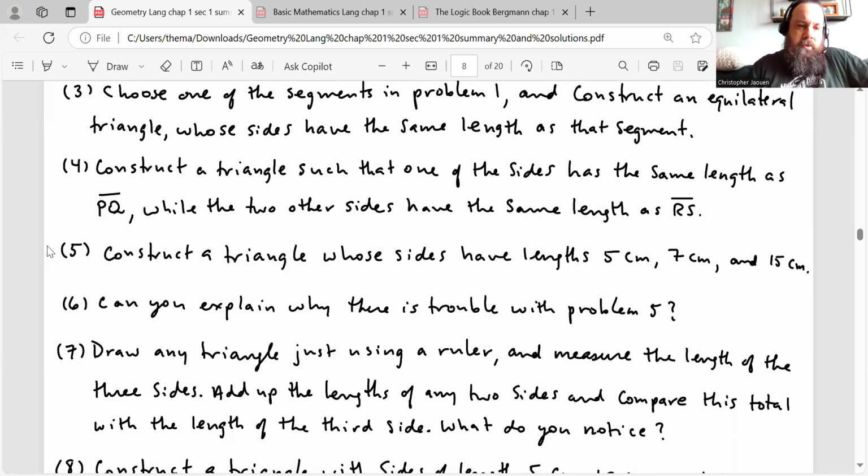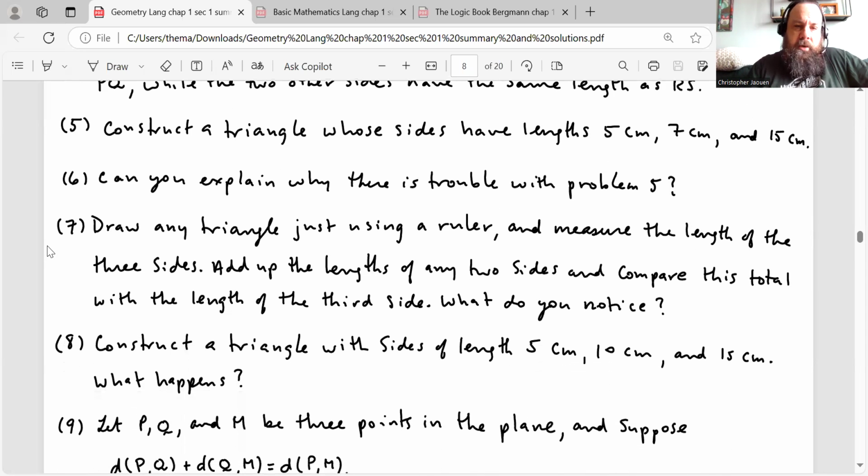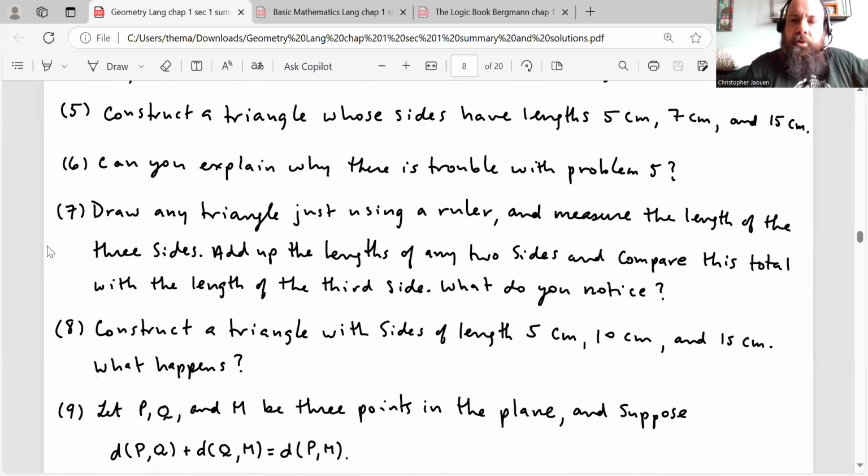All right, question 7, draw any triangle just using a ruler and measure the length of the 3 sides. Add up the lengths of any 2 sides and compare this total with the length of the third side. And what do you notice? Clearly, you should know the answer to this, and it's clear from the problem that we just did. What you need in order to get a triangle is for the sum of the lengths of 2 of the sides to be greater than the length of the third side.